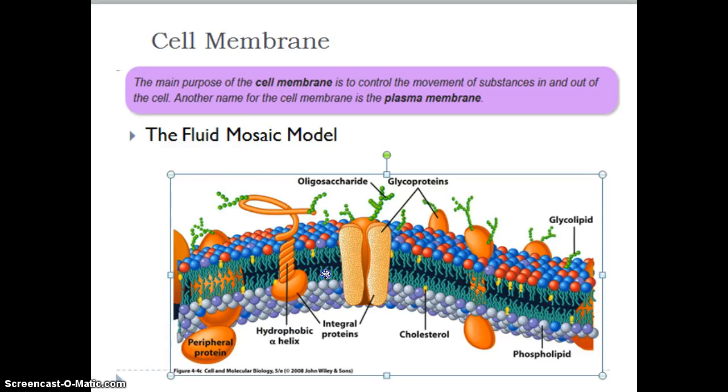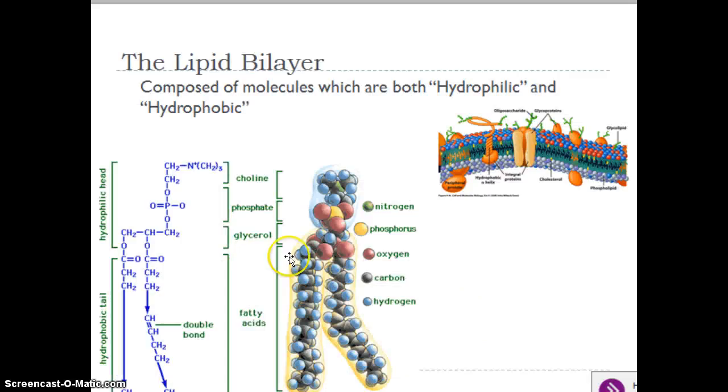Note the cholesterol molecules that give this fluidity to the cell membrane. They allow suppleness and movement and folding, and it gives a little bit more movement to the cell membrane. This is a phospholipid, and this is the main constituent of the cell membrane.